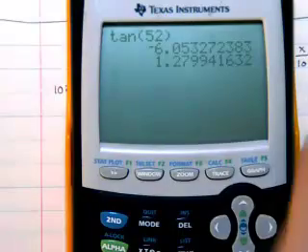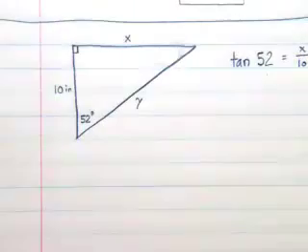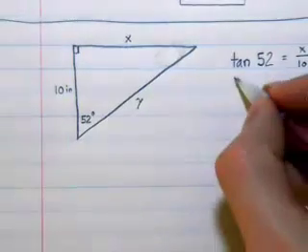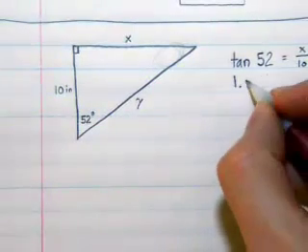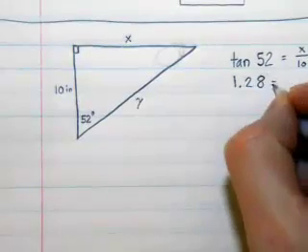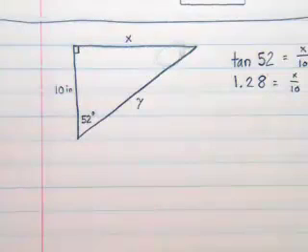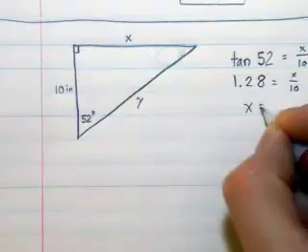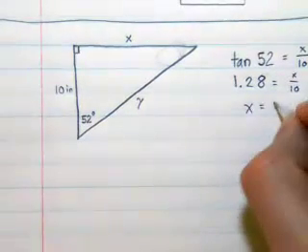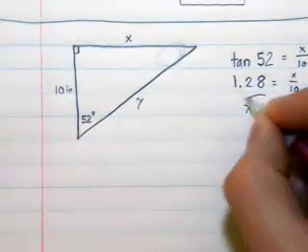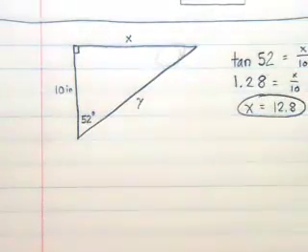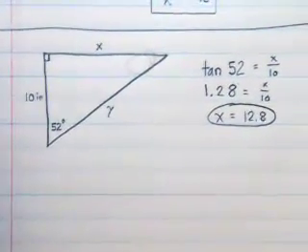Since we're dealing with 52 degrees, this is 1.28 rounded. So now that equals x over 10. And now we got to solve for x the rest of the way, which is pretty simple. What do I got to do? Times 10. Yeah. So 1.28 times 10 is 12.8. There's your x.